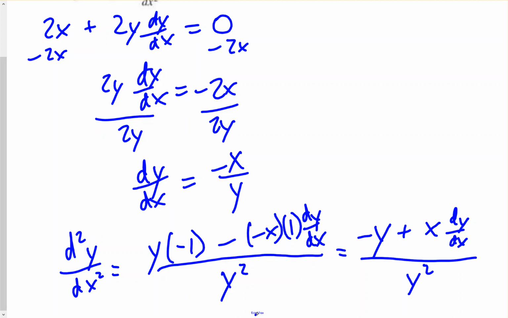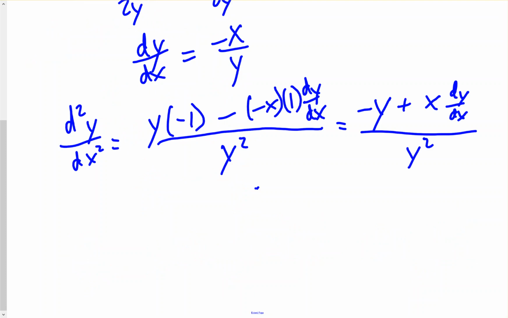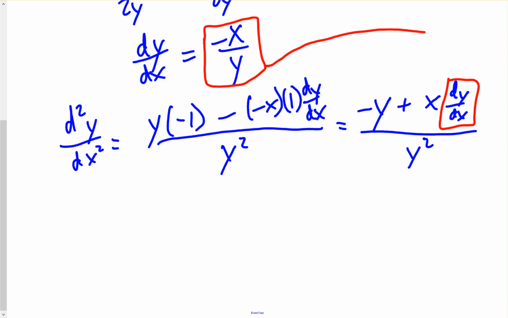Okay, now important step coming up right here. In your problem you have a dy/dx right here. And you solved for dy/dx earlier and you got this, right? This is your dy/dx, negative x over y. So guess what? You will replace dy/dx with negative x over y. Okay, so let's do that.